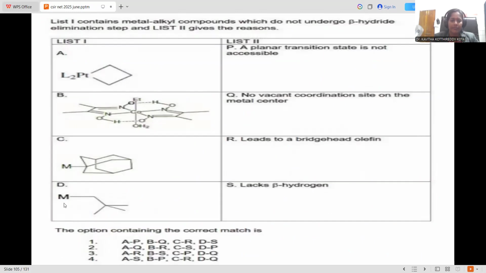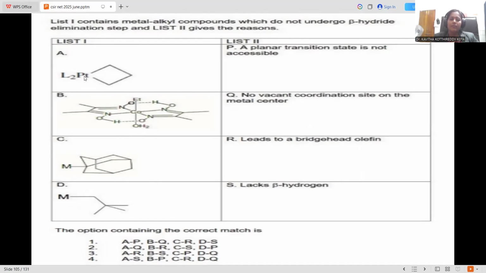So with respect to compound number D, the metal is directly linked to the carbon called alpha. At the beta carbon atom, you can notice 1-methyl, 2-methyl, 3-methyl. In order to satisfy the tetravalency of the carbon, beta hydrogens are lacking. If beta hydrogens are not present, obviously there will be no provision for beta hydride elimination. Requirement number 1 fails to be satisfied. That's the reason why beta hydride elimination is not possible here. So each complex and its reason need to be perfectly matched.